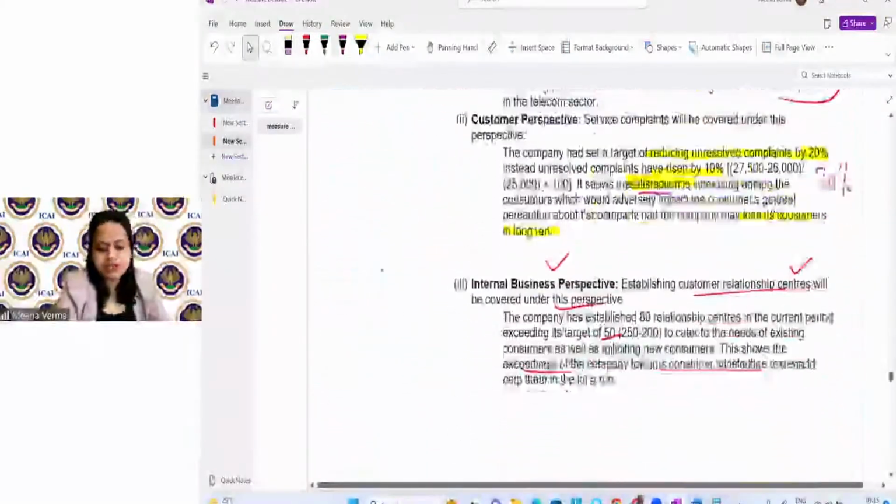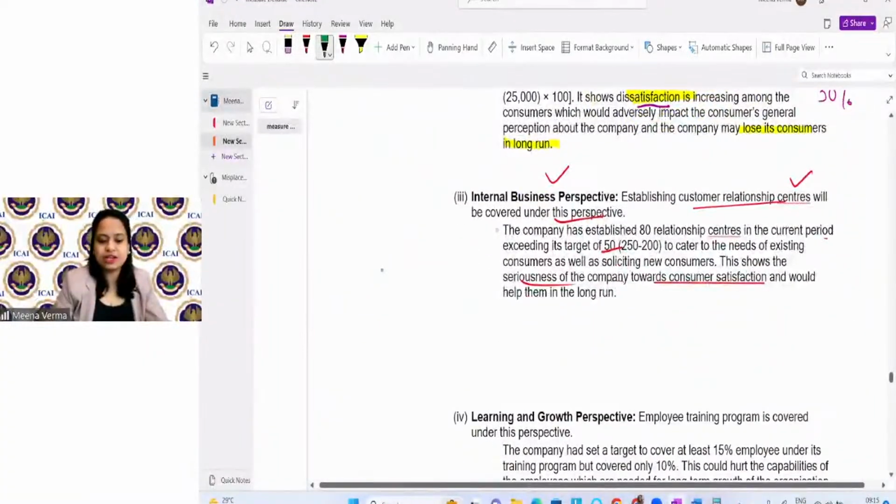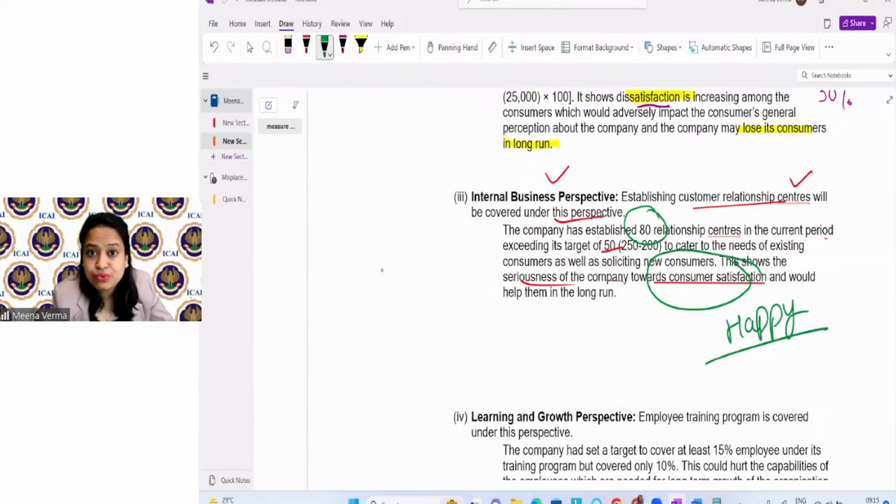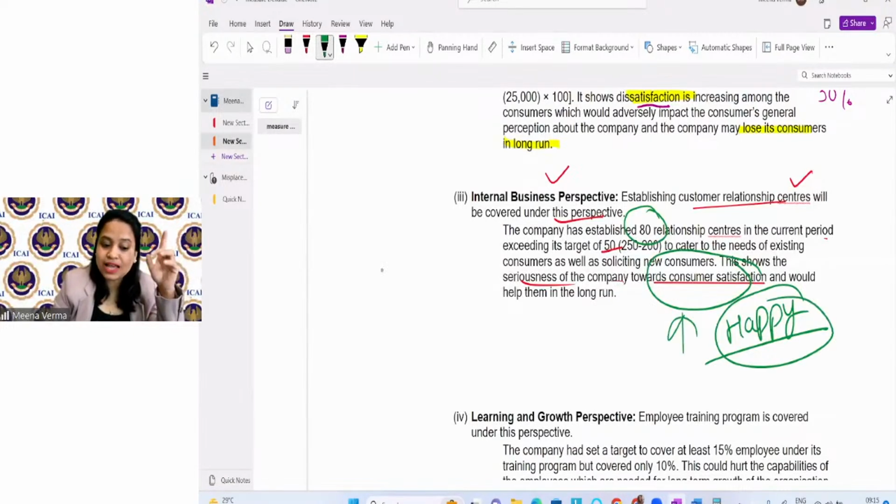You can see here, it is written, right? What the company is targeting, why has the company increased the number of centers? Because they want to give more satisfaction. The company is very serious about providing customer satisfaction. If the customer is satisfied, the customer will be happy. If the customer is happy, then only the revenue of the company will improve. Your goal is to improve the financial, right? Revenue. But revenue will improve only when the customer is happy. And see, the company is actually serious about increasing the happiness of the customer.